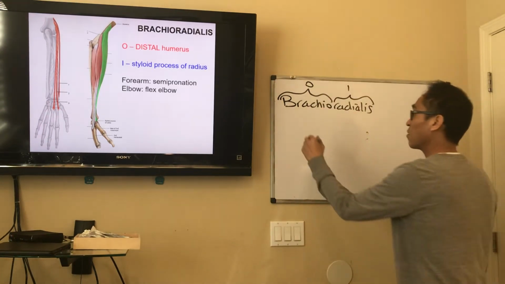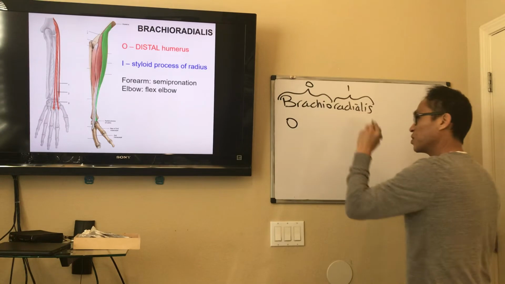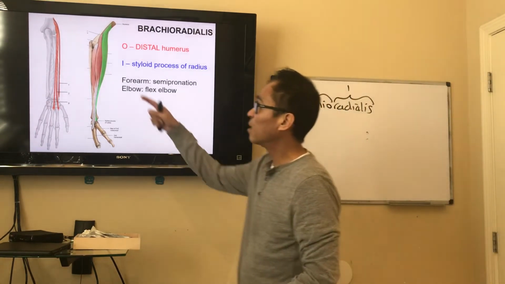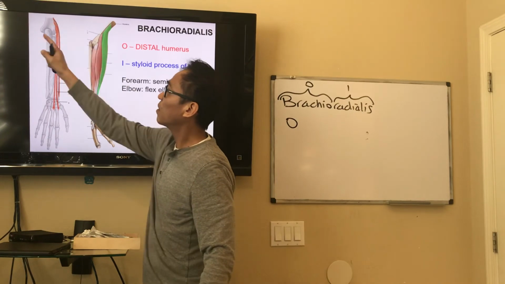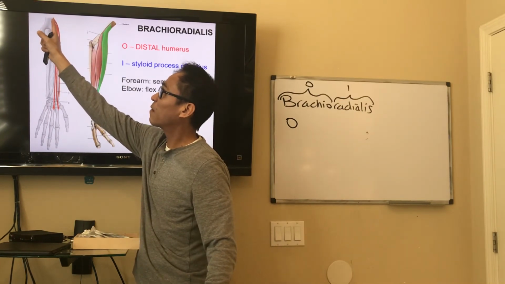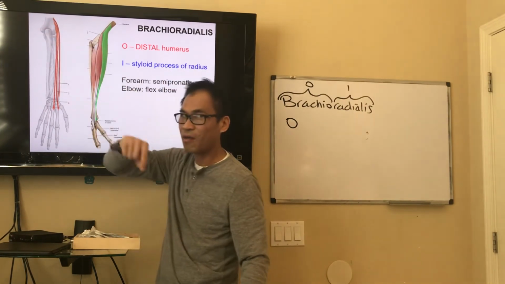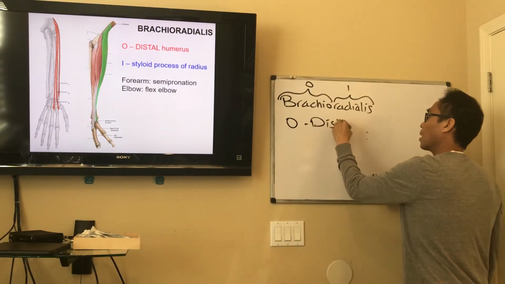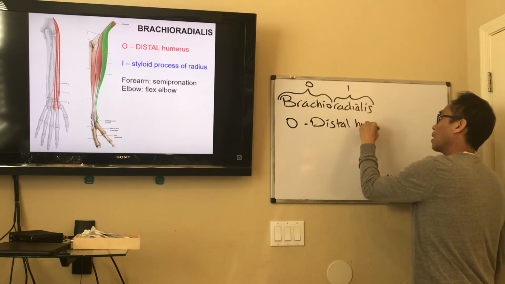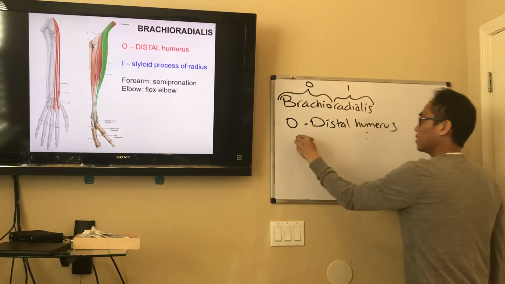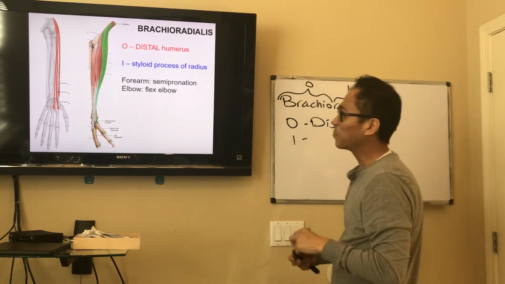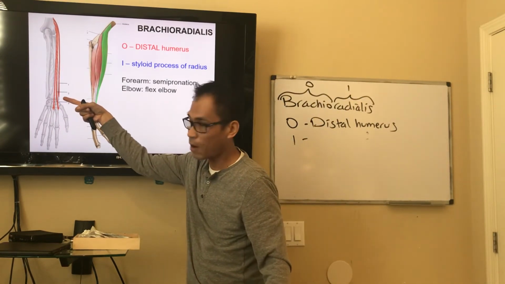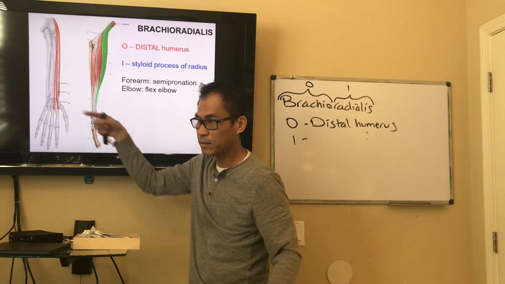What are we looking at here? It originates on the distal humerus, pretty much way up here, above the lateral epicondyle. So let's just call that distal humerus. It inserts on the styloid process of the radius right there. It does not cross the wrist joint.